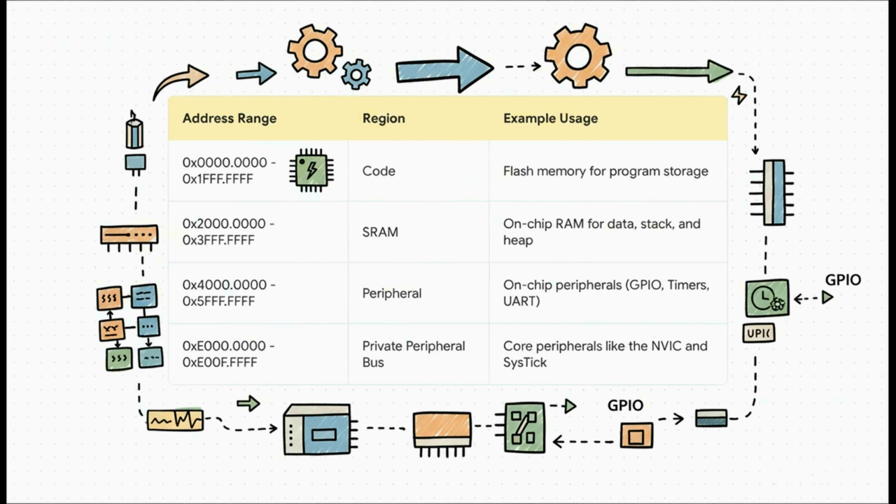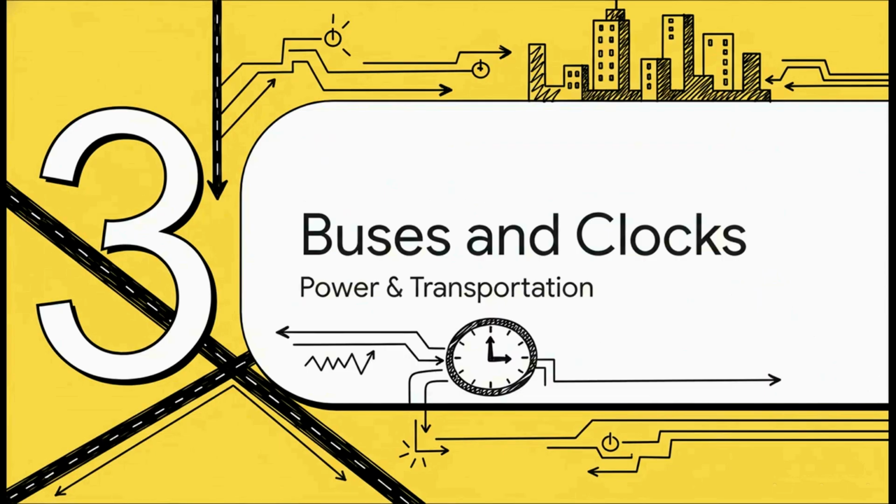So if you look at the table, you've got a region for your program code in Flash, a region for your variables in SRAM, and then you see this huge chunk of memory addresses dedicated to your peripherals. This is the aha moment, right here. It means to talk to a peripheral, to configure a timer, or send some data, you're just writing to a specific memory address. It's really that simple.